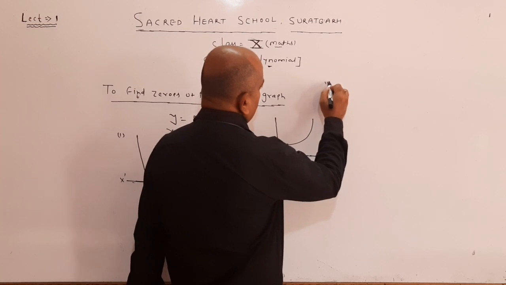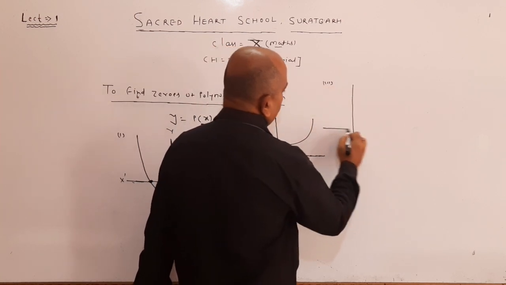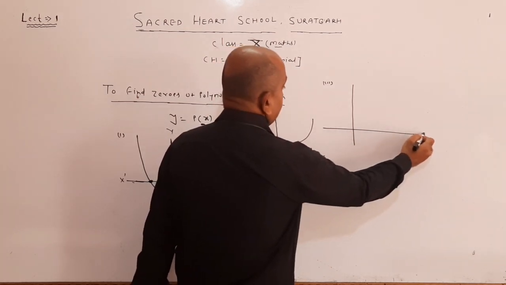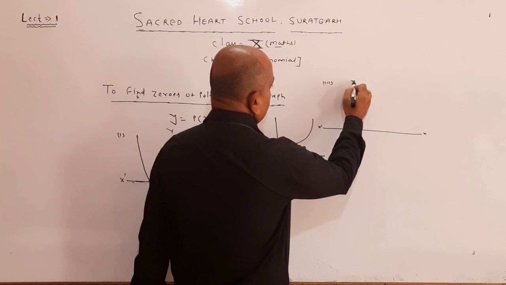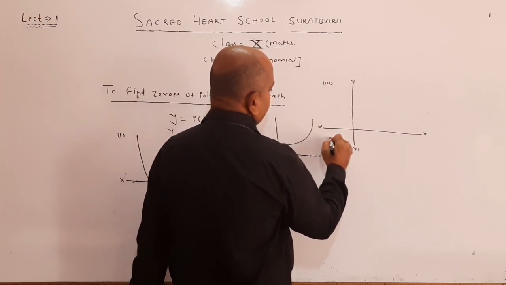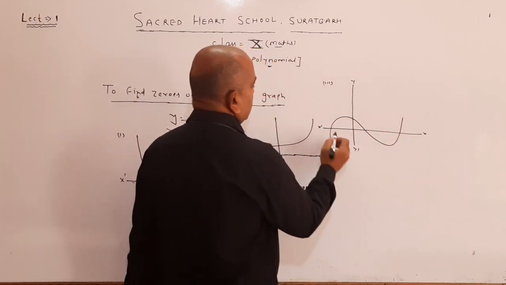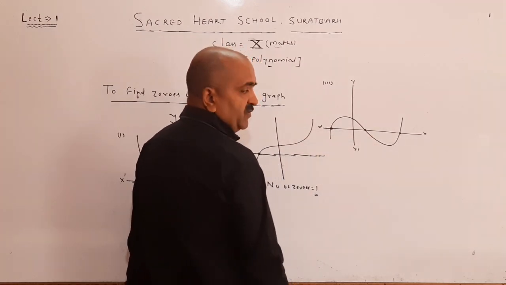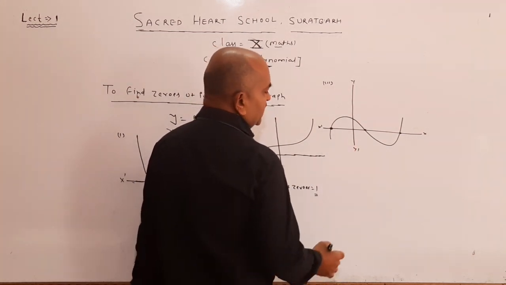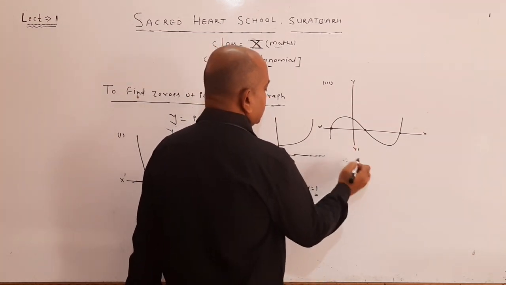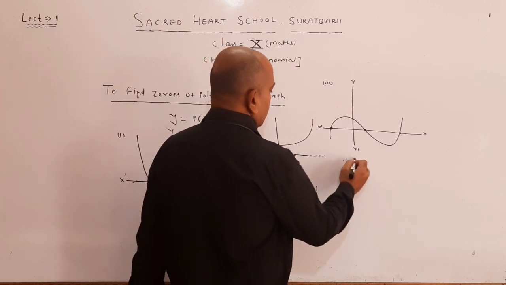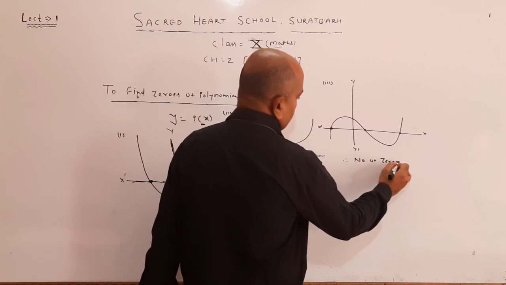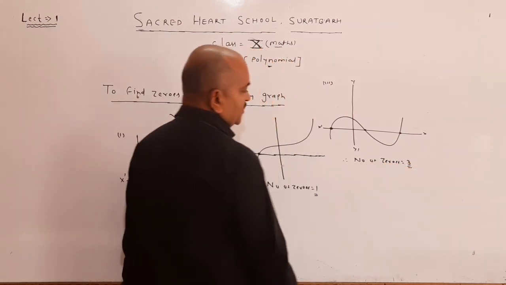And the third example, if we draw a graph of this type, this graph intersects the x-axis at how many points? 3 points. So how many zeros does this polynomial have? The number of zeros is 3.